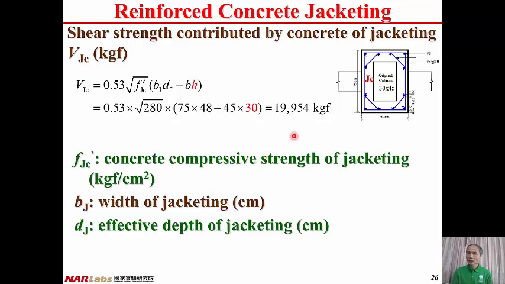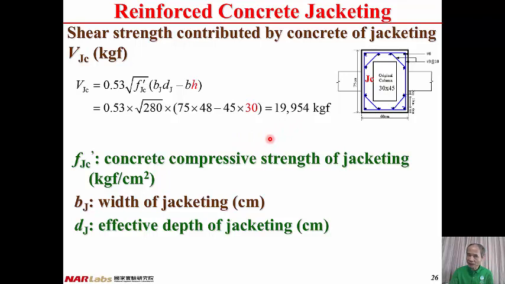And the shear strength contributed by the concrete of the jacket, VJC, equals 0.53 times the square root of FJC prime, that's the compressive strength of the jacket, multiplied by the cross-sectional area of the jacket, equal to BJ DJ minus BH, equal to 19 ton-force.